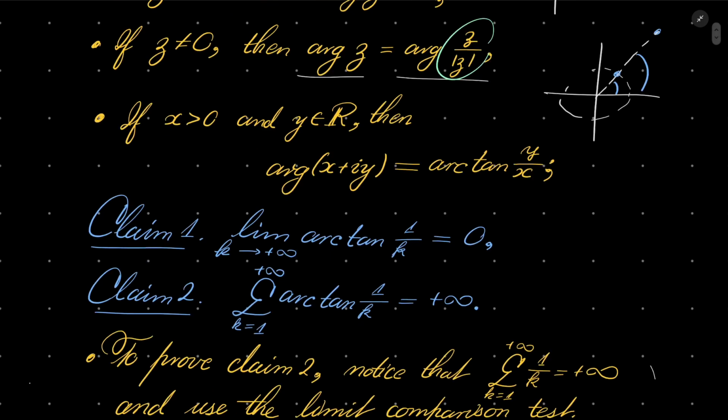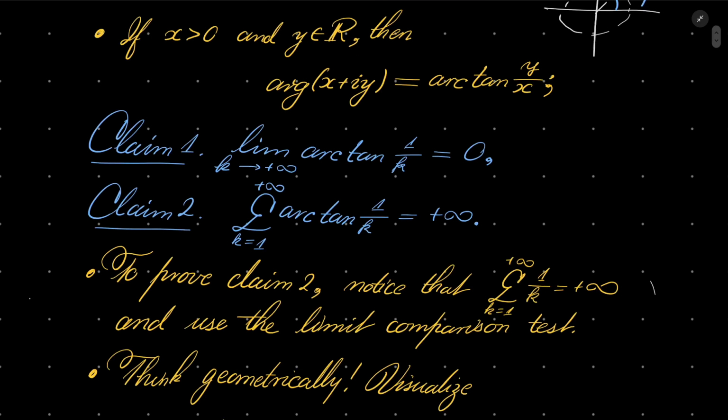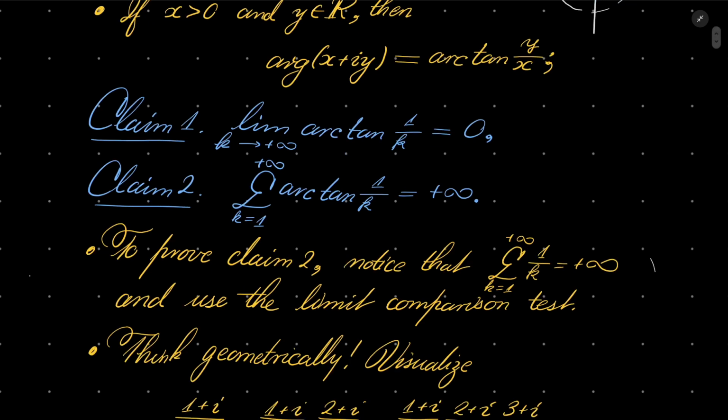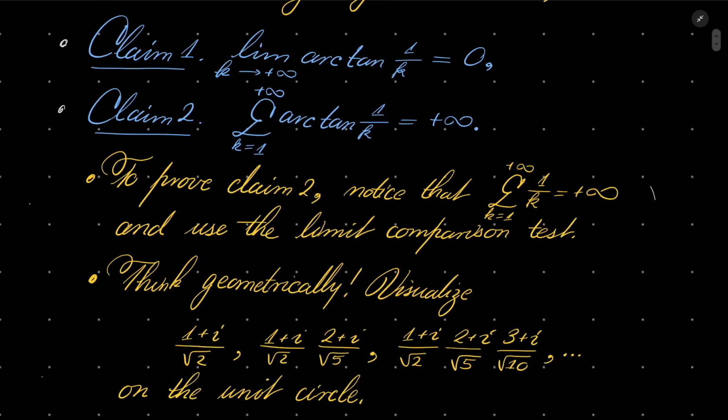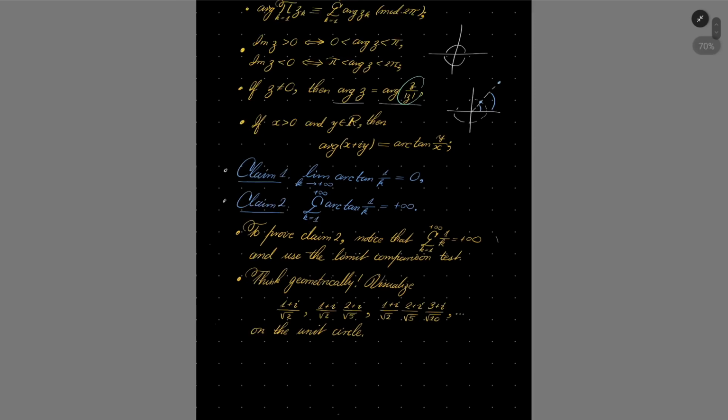And you should also prove the following two claims. One is rather trivial: the limit as k goes to infinity of arctangent of 1 over k is 0, but the series as k goes from 1 to infinity of arctangent of 1 over k actually diverges. To prove this second claim, notice that the harmonic series diverges, and you should use the limit comparison test. And after all of that, think geometrically. Think what these facts mean geometrically, my claims, my connection of argument with arctangent, and so on. When you connect the dots, you should be able to explain that our theorem must be true, that we must have infinitely many positive and negative terms in our sequence. So give this problem a try, and I will see you in a minute.